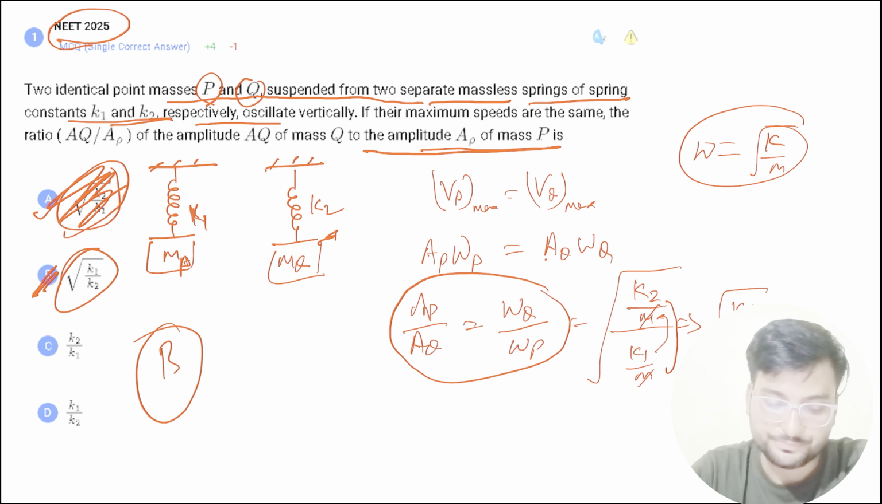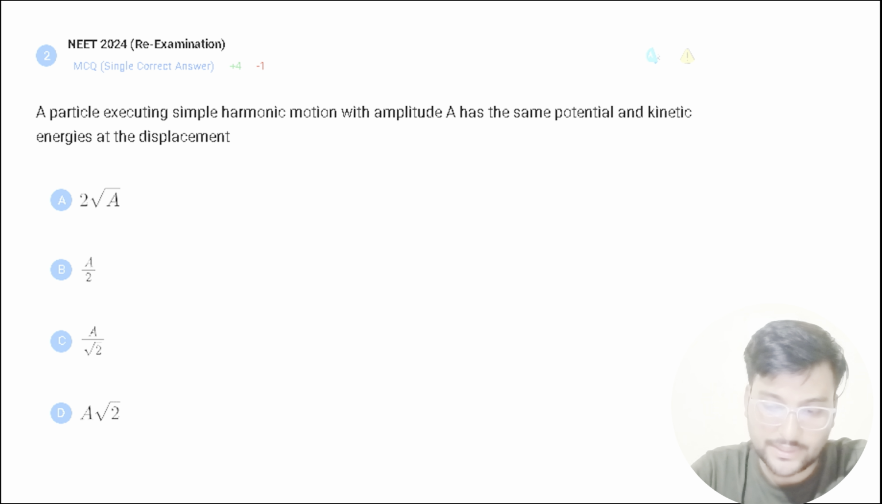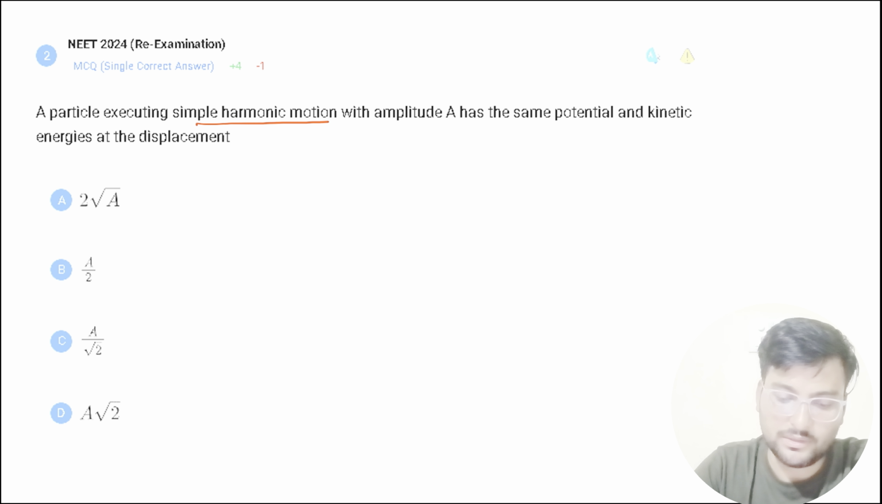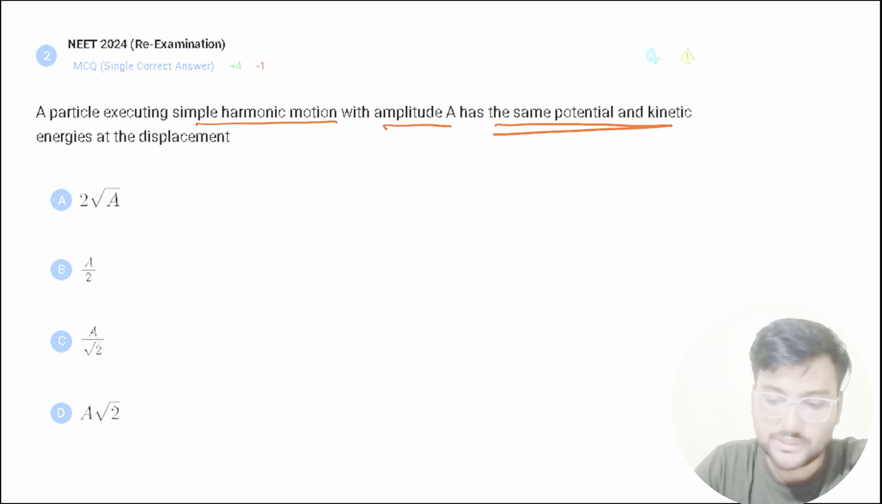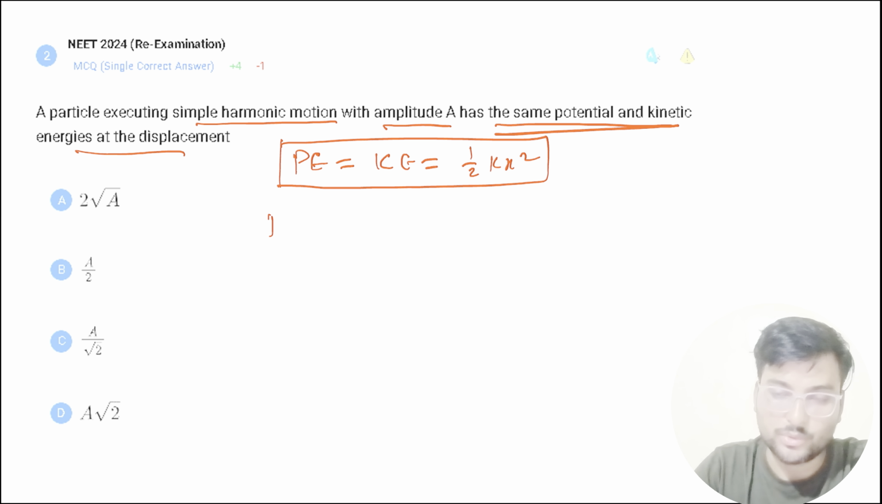Now the next question was asked again in 2023. In this part, only one question is asked. The particle executing simple harmonic motion has the same potential and kinetic energy, meaning the potential energy and kinetic energy are the same. The potential energy is half k x square, and the total energy is E equal to half k a square.